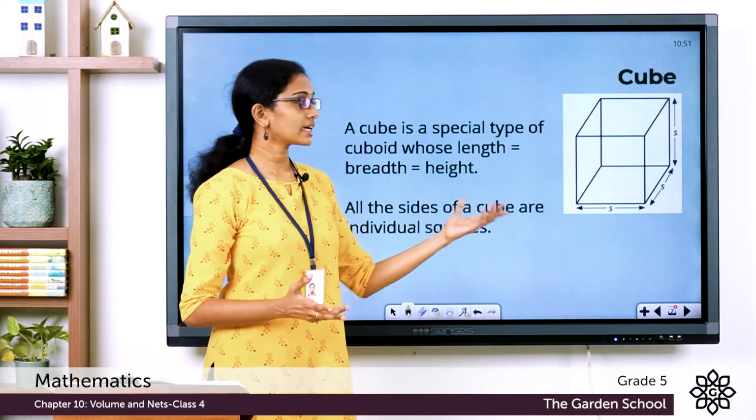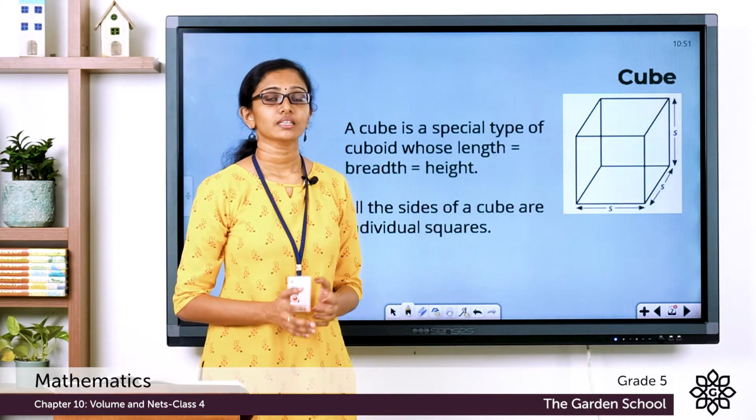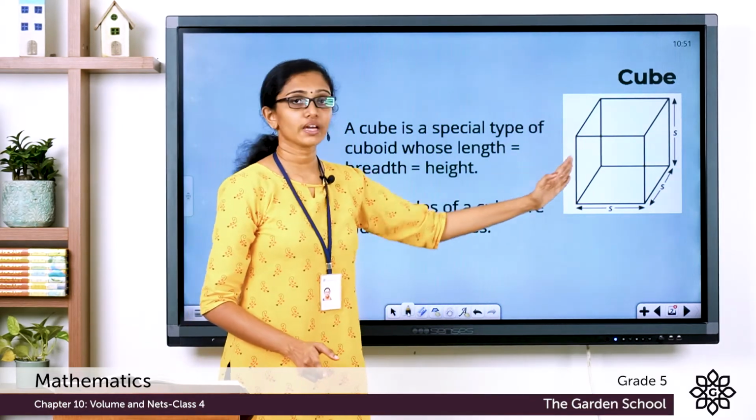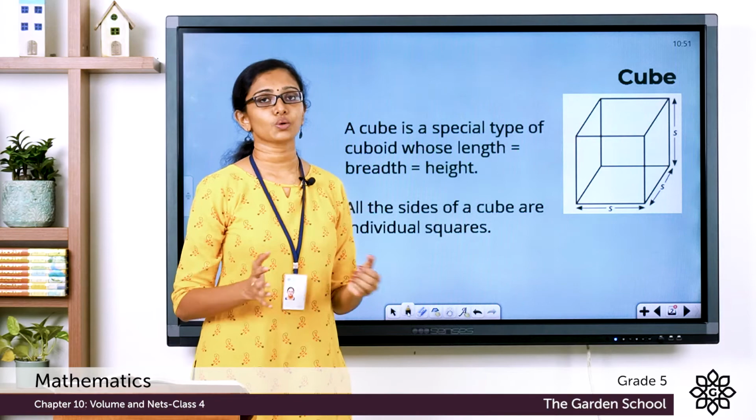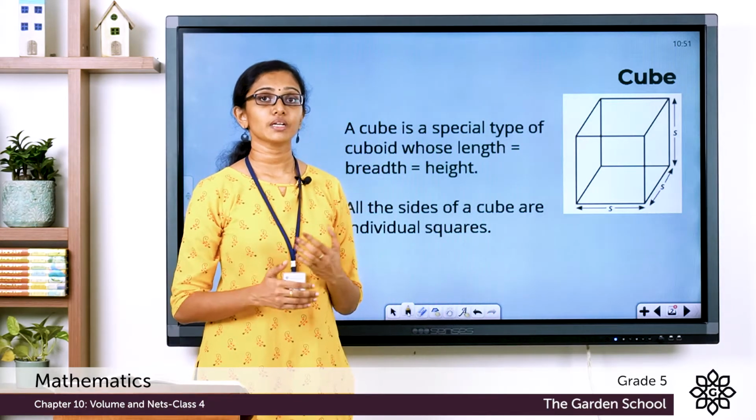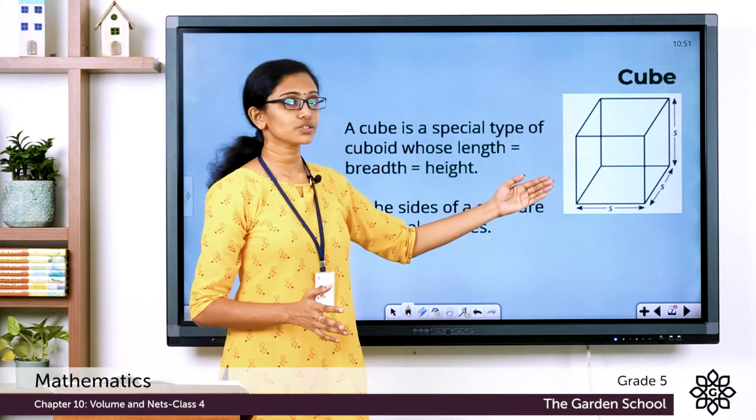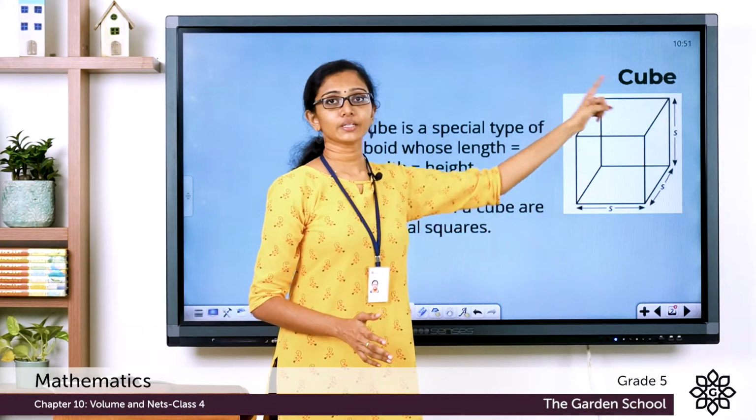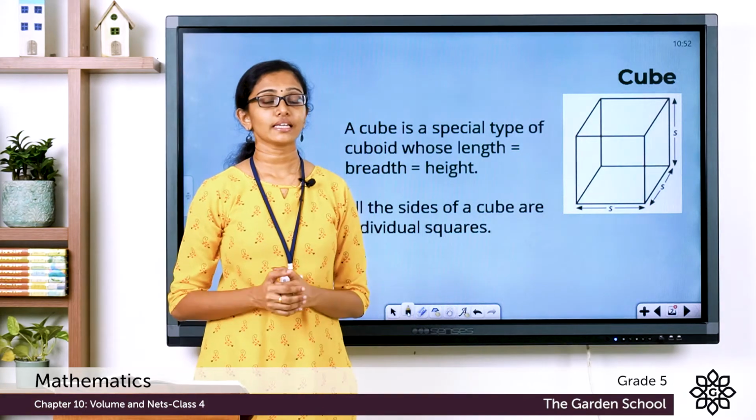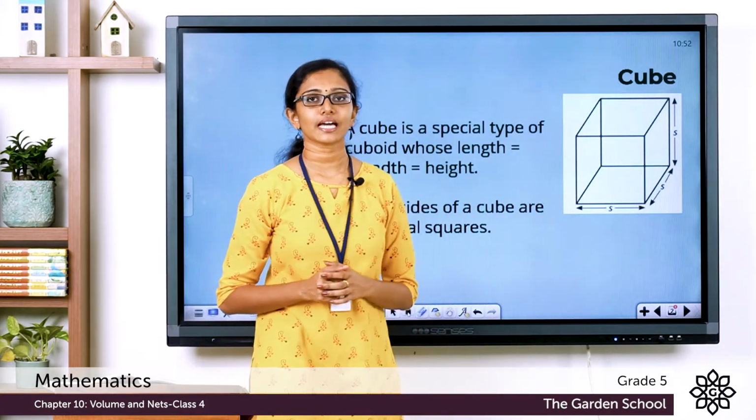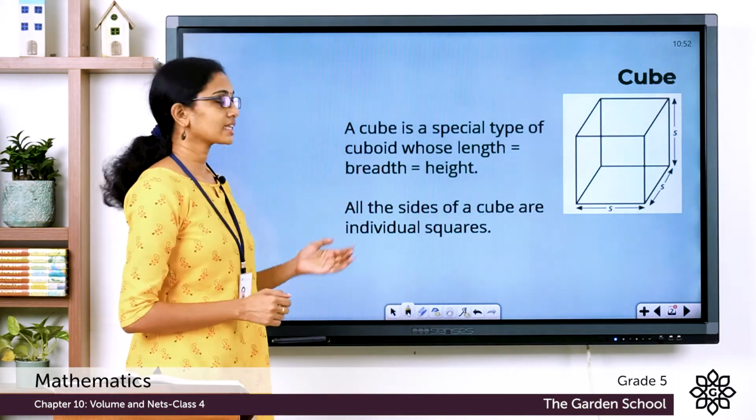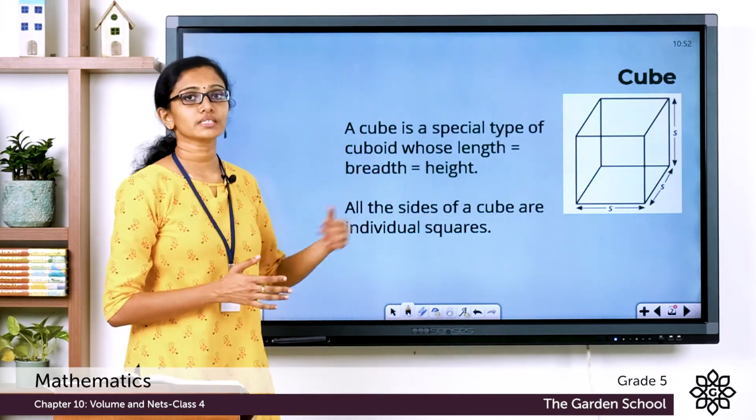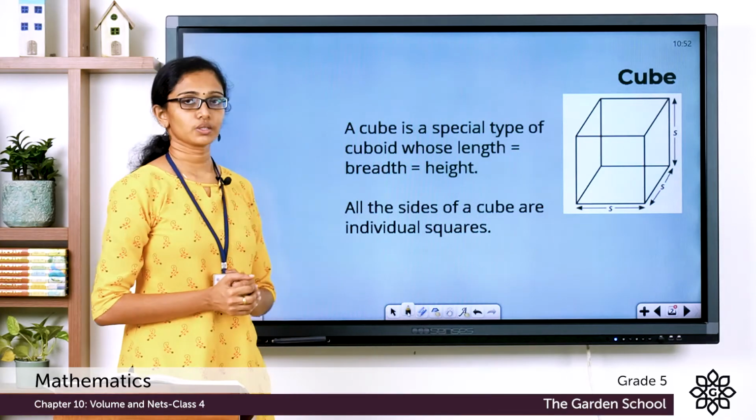So what if all the edges are of the same length? Then all its faces will also be the same. So in a cube, all the faces are individual squares. And similar to a cuboid, a cube has also 6 faces, 12 edges and 8 vertices. So you can say a cube is a special type of cuboid in which the length is equal to breadth is equal to height, and also all the sides of a cube are individual squares.